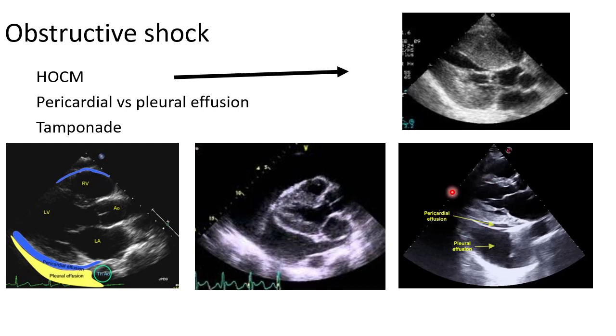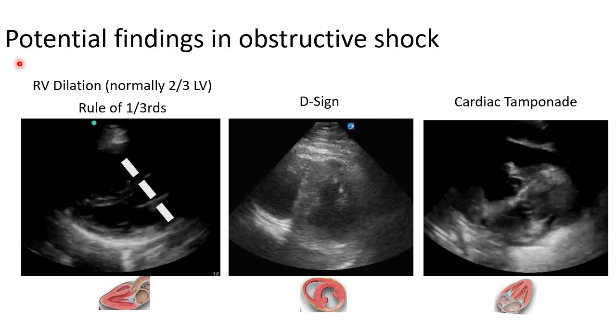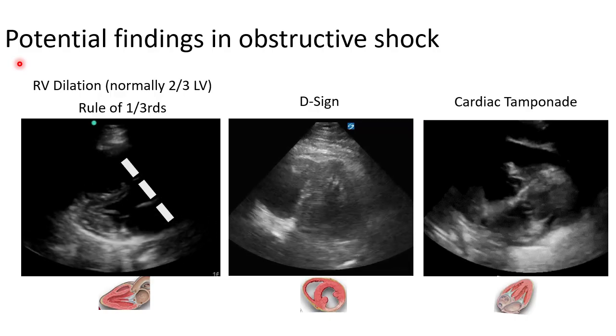Here's an image with both a small pericardial effusion within the pericardial sac, tracking anterior or above the thoracic aorta, and then a pleural effusion here.